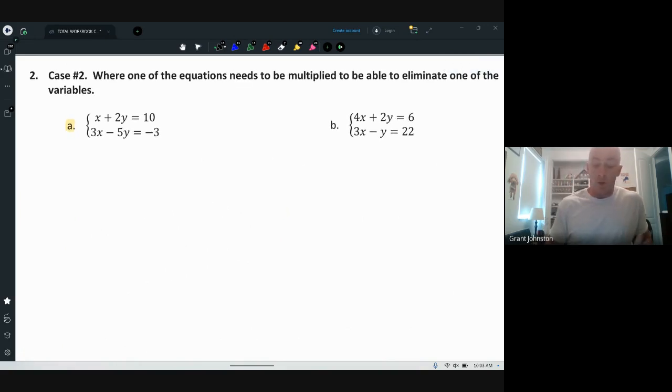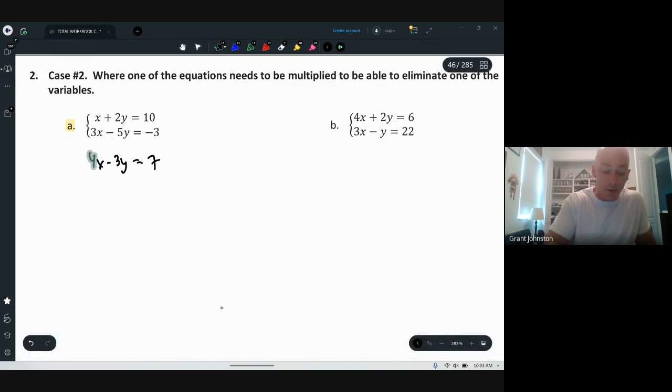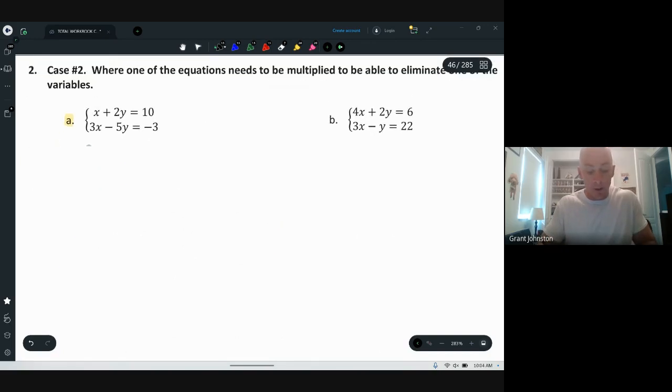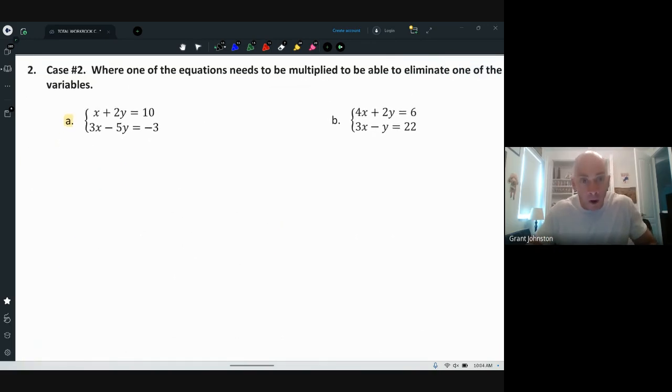If you notice right here, don't write anything yet. If I add these down, this becomes 4x, this becomes negative 3y. That doesn't help us. Neither of the variables eliminate. So what we need to do is manipulate one of those equations so that it does eliminate. So this is where it becomes strategic. You want to figure out, do I want to eliminate the x's? Do I want to eliminate the y's? And the truth is it doesn't matter. But here I'm going to try to eliminate the x's.